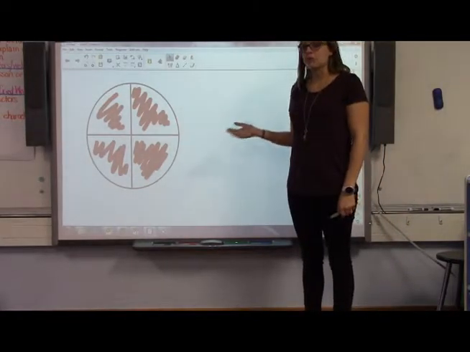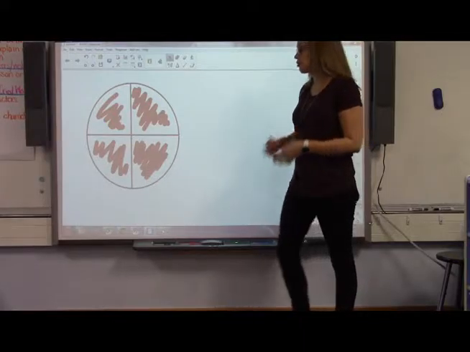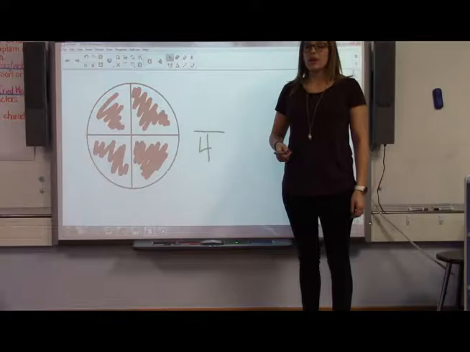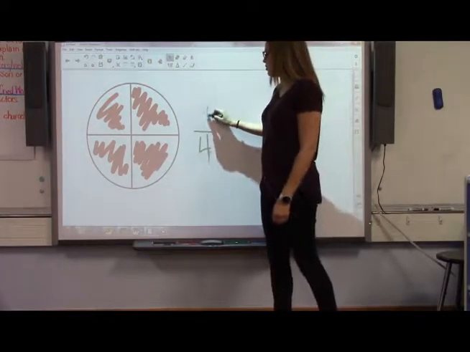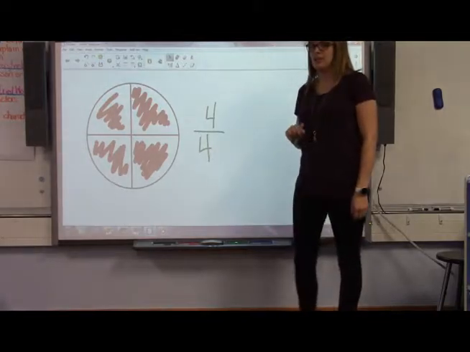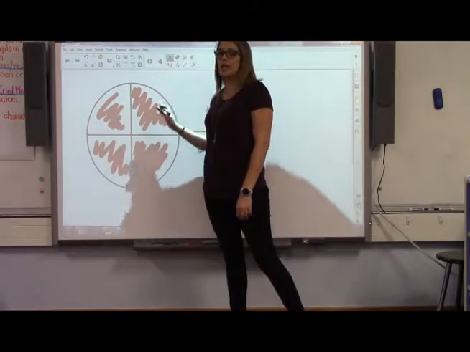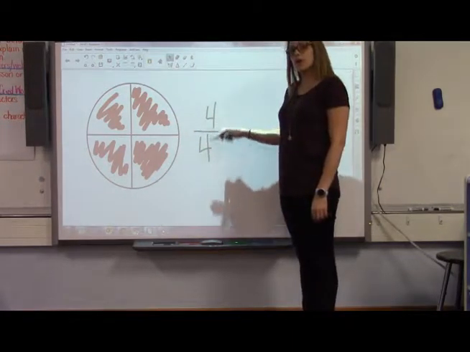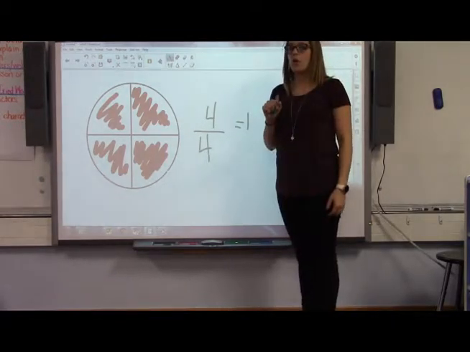Right here we have a circle that has been partitioned into 4 equal parts. So I know my denominator is going to be 4. 4 of those areas are shaded, so 4 parts are shaded, so my numerator will be 4. But when we look at it, we can tell that it's actually the whole shape that has been shaded. So one whole. So we know that 4 over 4, or 4/4, is the same as one whole.